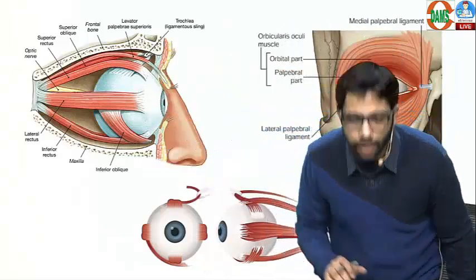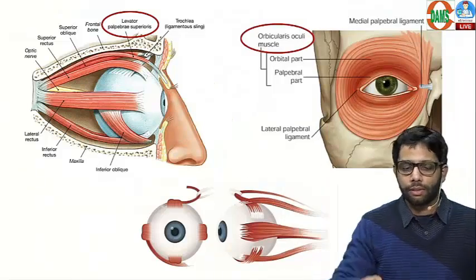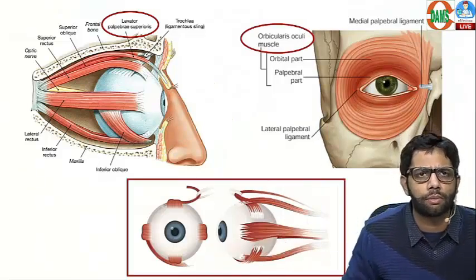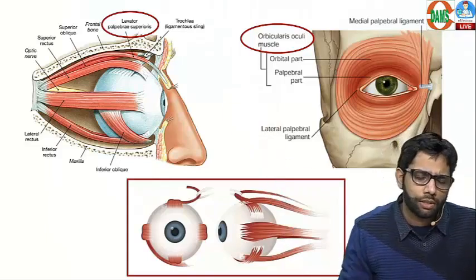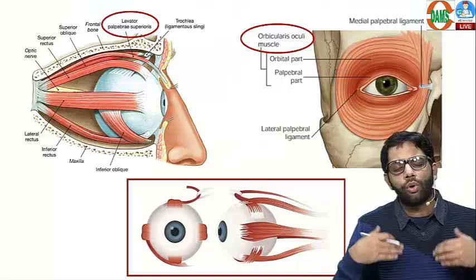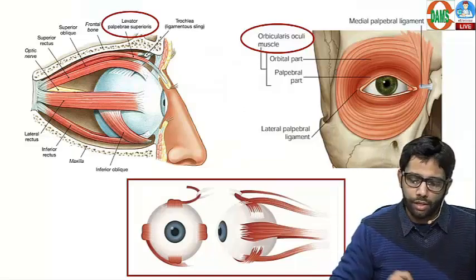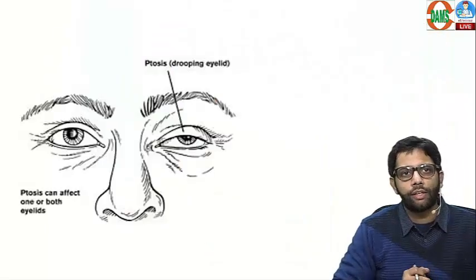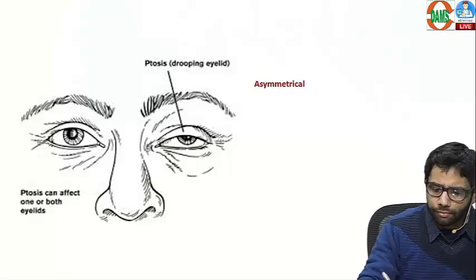So what are the skeletal muscles in the eye? LPS is skeletal muscle, orbicularis is skeletal muscle, extraocular muscles are skeletal muscles. So it affects the extraocular muscles, LPS and orbicularis. And what is the important point? The more you make the muscle work, the weaker it gets. So what are the important findings over here? If the LPS is involved, the patient will have ptosis.